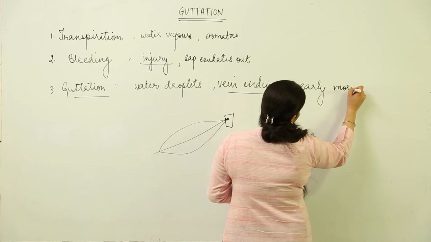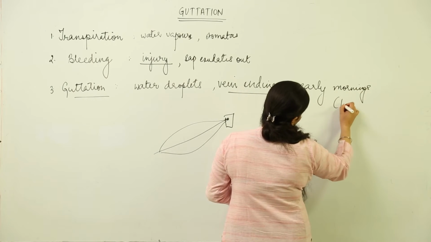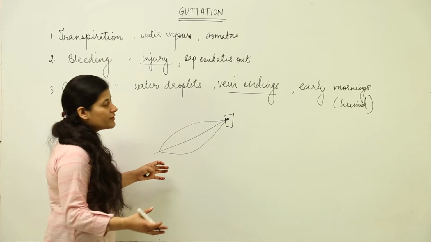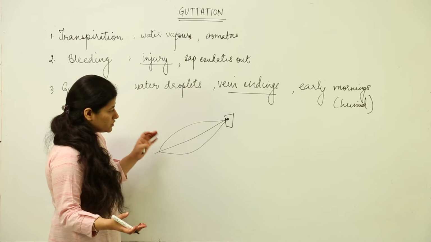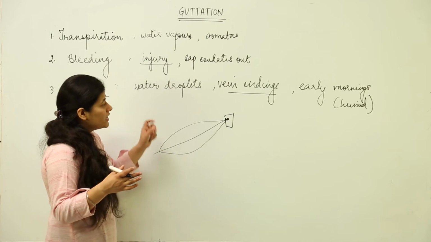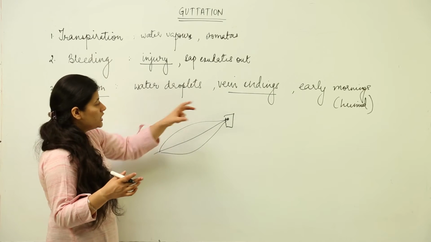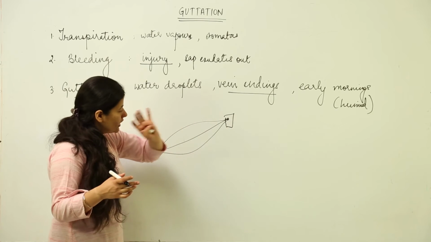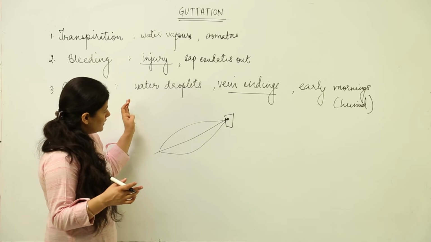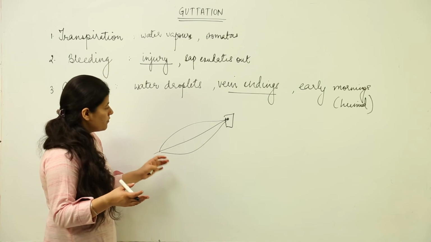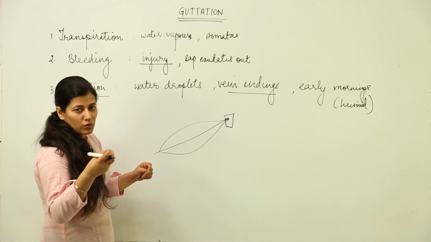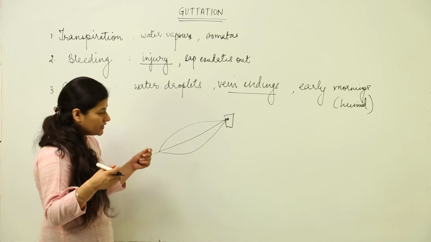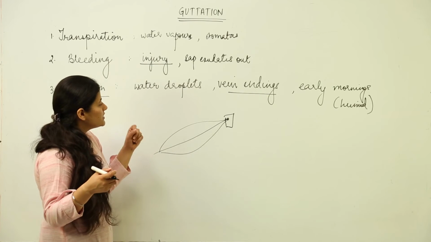So early mornings, highly humid mornings, you are going to see the process of guttation taking place in many of the plants. Not all plants show the process of guttation, but most of the plants show the process of guttation in which the liquid is exuded out from the vein endings. Now you have to keep in mind that these are not going to be in vapor form. At times the water evaporates, and the solutes remain behind, and some whitish powdery substance stays over there.